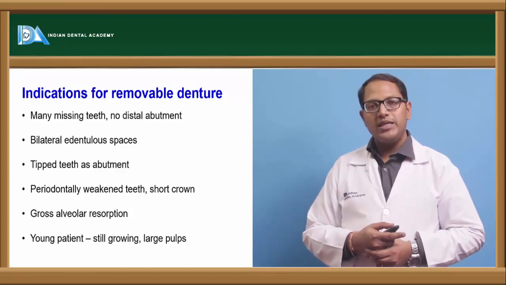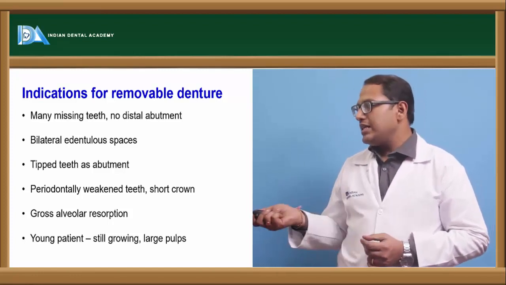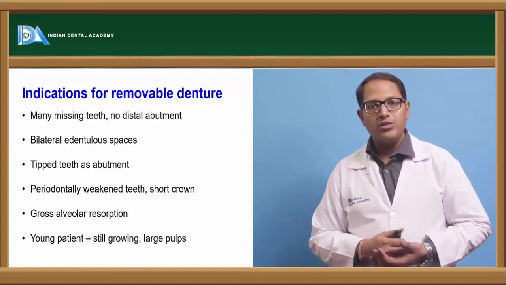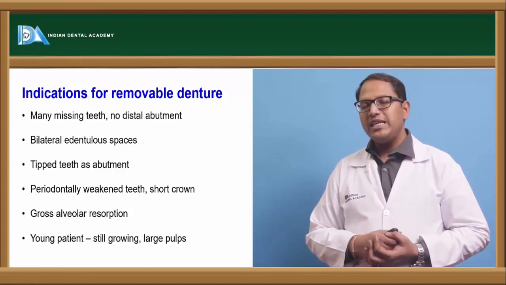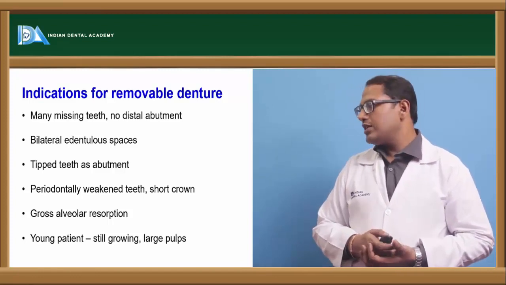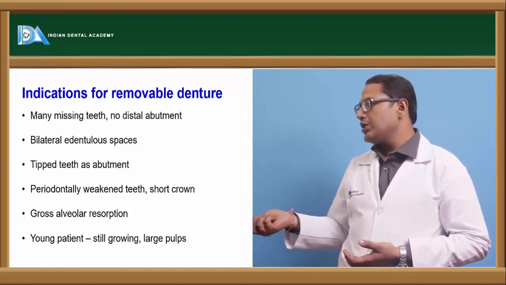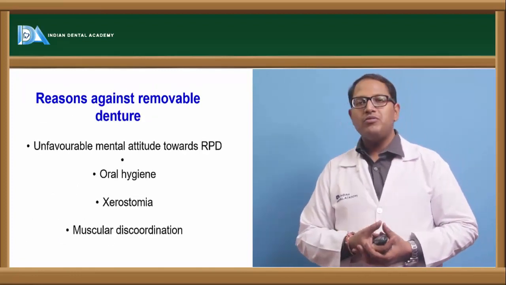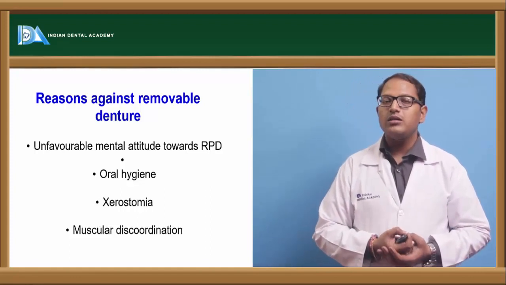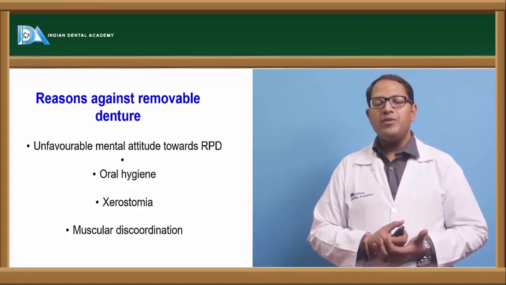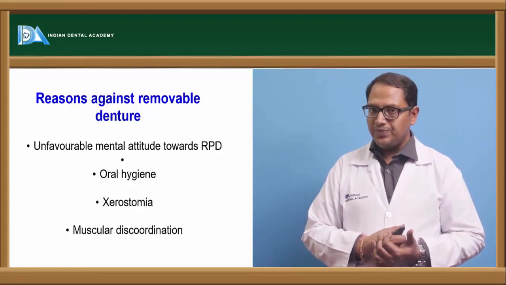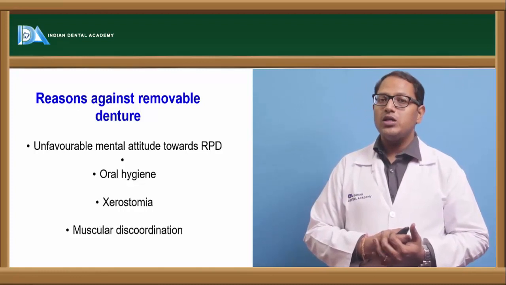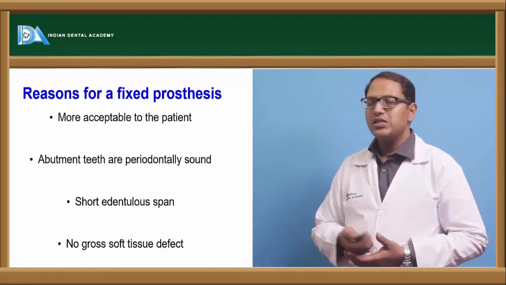Indications for removable dentures are many missing teeth, no distal abutments present, then you have to go for removable partial dentures. Bilaterally dentulous space, you have to go for that. Tipped teeth as an abutment, gross alveolar resorption, young patient still growing, large pulp, periodontally weak patients, weakened teeth. But when will you say that no, we are not going to go for a removable partial denture? When the patient's mental status is not great, when unfavorable oral hygiene is present, xerostomia, loss of saliva and muscular discoordination.